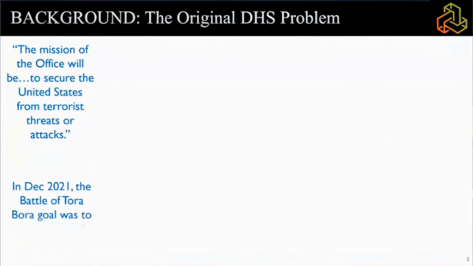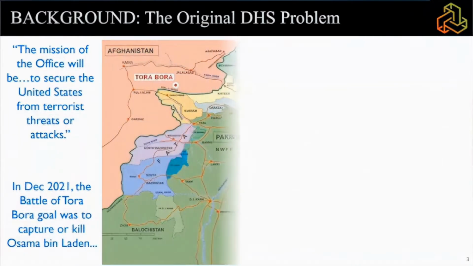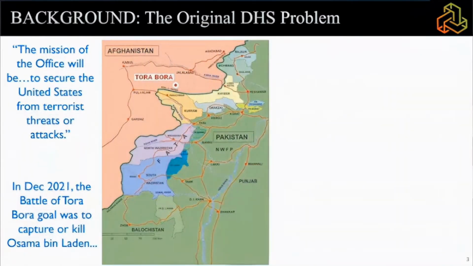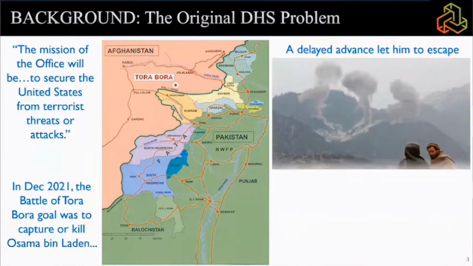As I'm sure everybody at the DHS knows, the original DHS problem came from 9/11, and there's part of your mission statement right there. And as most of you probably know, just a few months after 9/11, we managed to corner Osama bin Laden in Tora Bora. Our goal was to capture or kill him, and he slipped away. And he slipped away because we had a delayed advance.